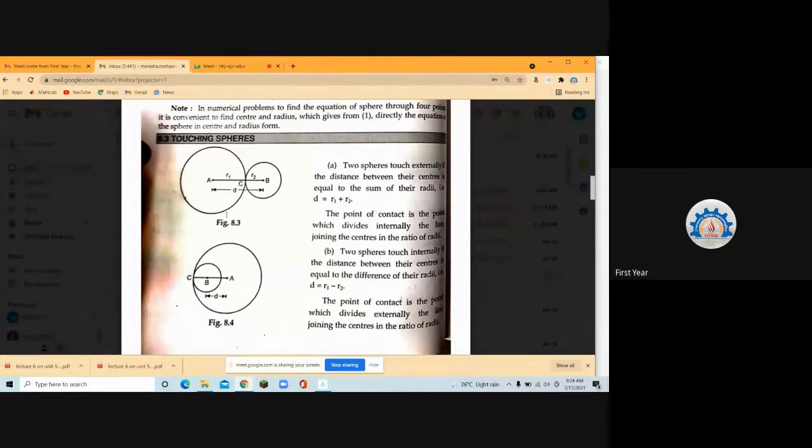What is D? The distance between the centers of the two spheres. Very good. Okay, so you will be given the equations of the two spheres. Also, when the distance between the two spheres is greater than the sum of the radii, it is definite that they will not touch. It is going to be external, basically.